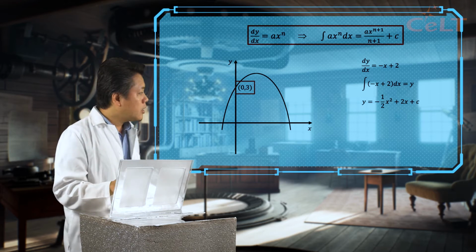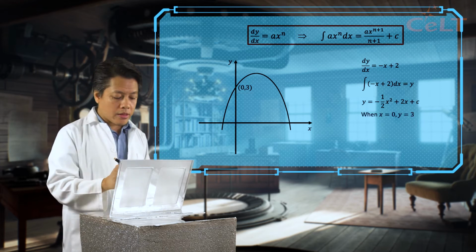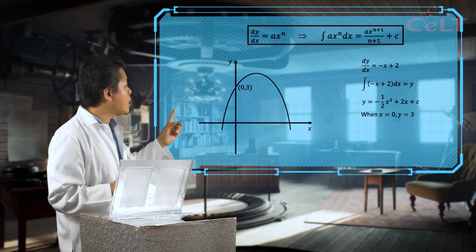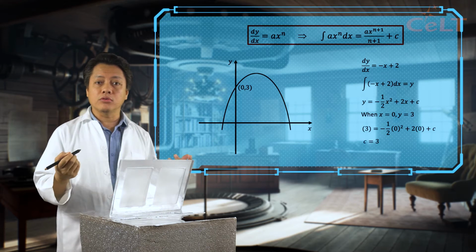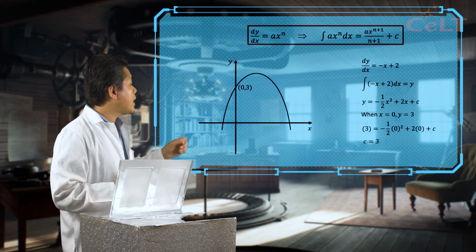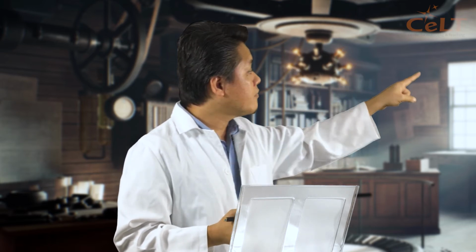So let's just assign, whenever x is equal to 0, y is equal to 3. So by substituting the value for x and y, then we get the value of c, and c is equal to 3. So now we get back our original function. As a conclusion, we can say that differentiation is a process to turn the function of the curve to become the gradient function, and integration is the reverse process by turning the gradient function to become the original function of the curve.